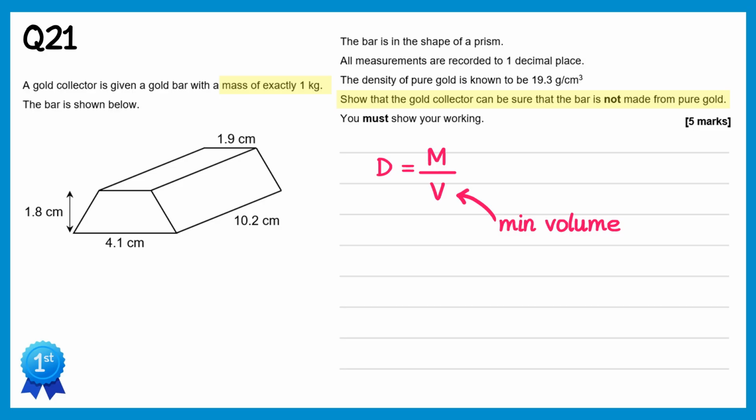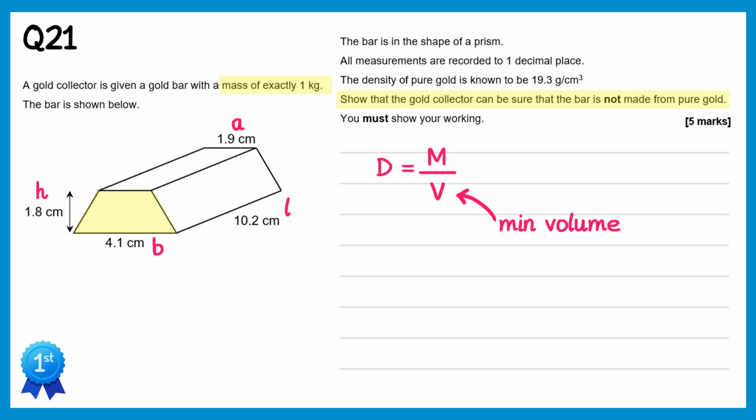So, you'll notice this bar's a prism. You can see it's got a trapezium for its face here. So let's label on the lengths. We've got A and B, which are the parallel sides of the trapezium. And then we've also got the height of the trapezium, we'll call that H. And then the length of the prism, we'll call that L.